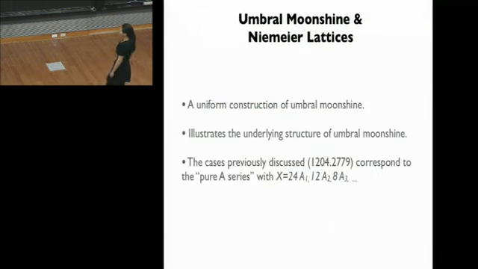So to summarize, we have a uniform construction now for 23 incidences of Umbral Moonshine, and I would say that it illustrates a lot the underlying structure of Umbral Moonshine. For instance, in the earlier paper last year, we observed that there are many incidences of such Umbral Moonshine, one for each divisor of 24. And we had no idea why divisors of 24 and so on.